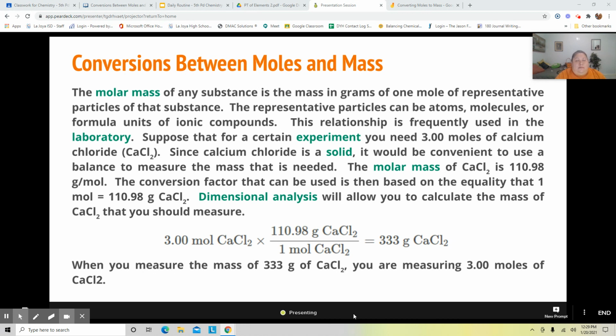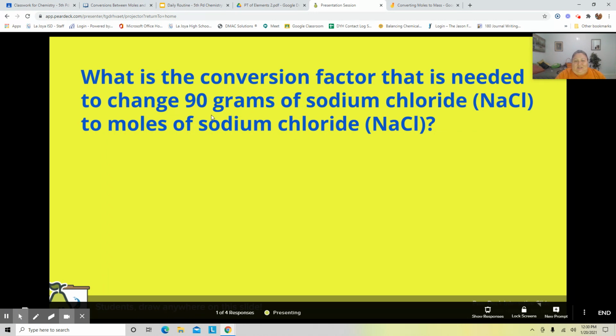Molar mass. Yesterday's topic was all about molar mass. So what do I need in order to complete this question? I'm going to need the conversion factor that is known as molar mass. All right? Molar mass. Got it?